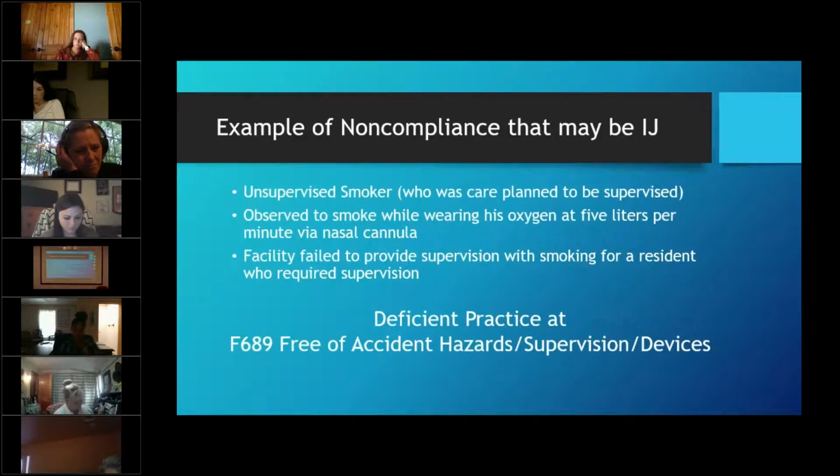Facility failed to provide supervision with smoking for a resident who requires supervision. So the deficient practice is going to be written at 689, free of accidents, hazards, supervision, and devices. Now, he's unsupervised, he is a smoker, and he's using his oxygen while he smokes. Do you think that fits all 3 pieces of those criteria? Do we need to take care of it now? Okay, so that's your need for immediate action. It needs to be taken care of before something happens.